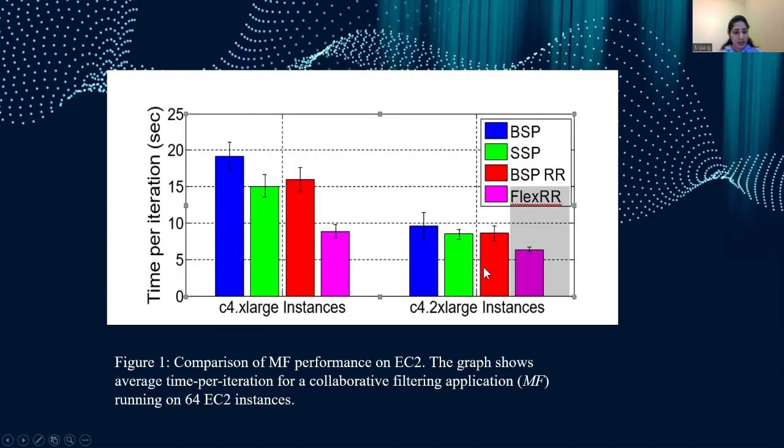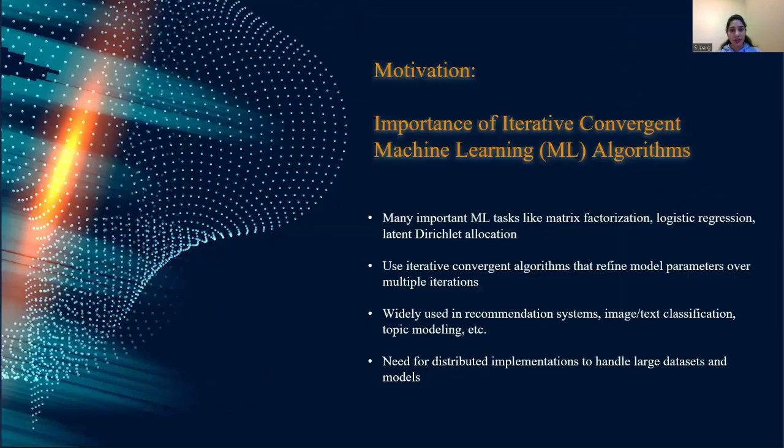And here we can see the figure comparison of matrix factorization performance on EC2. This graph shows the average time per iteration for a collaborative filtering application while running on 64 EC2 instances. And here we can see the motivation of iterative convergent machine learning algorithms.